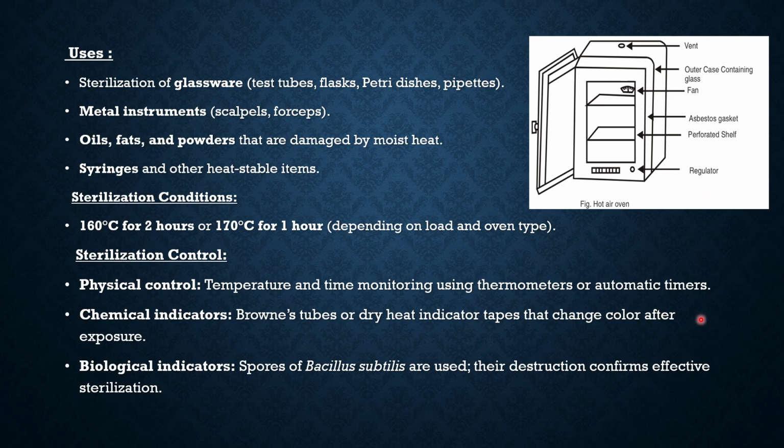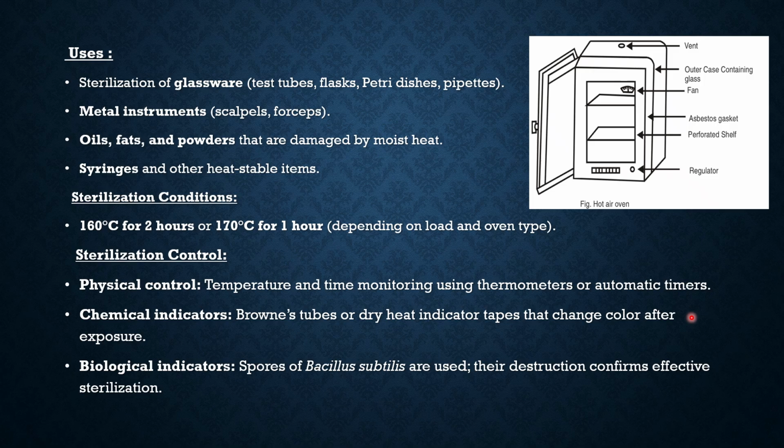And sterilization control: first there is physical control, where temperature and time monitoring using thermometers or automatic timers are used, and these are inbuilt. Usually they will be present inside the hot air oven, and they will monitor the temperature. Automatic timers also will be present. Apart from that, second is chemical indicators, like Brown's tubes and dry heat indicator tapes, which we can use.